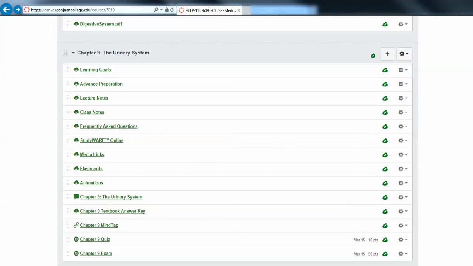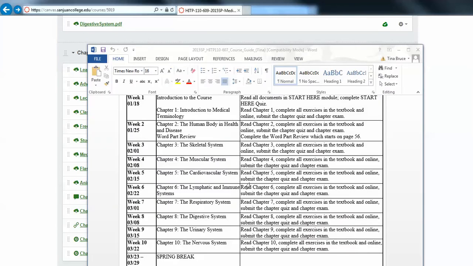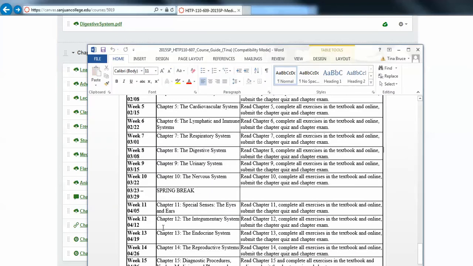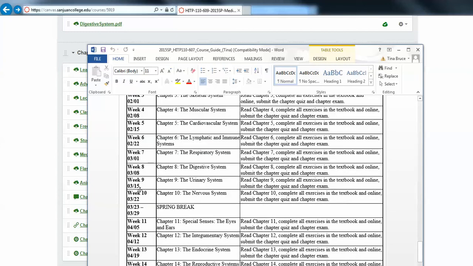Welcome back. This week, we will actually be working in Chapter 9, and let's just refer back to the timeline to get in a good habit of making sure that you're checking where you're at and that you're on task. This week, again, is week 9, and all work must be submitted on or before March 15th. Chapter 9 reviews the urinary system.